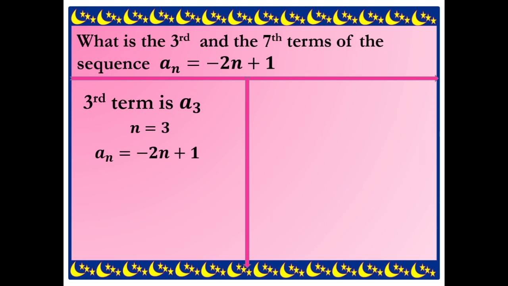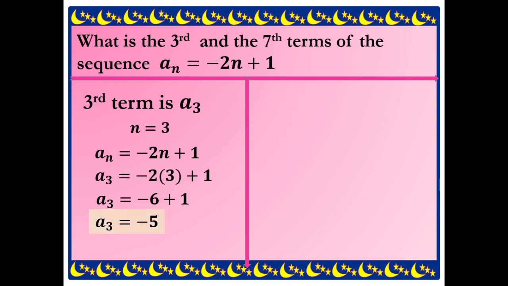Substitute 3 to n, we have a sub 3 is equal to negative 2 times 3 plus 1. So solve, we have negative 6 plus 1. The final answer is negative 5 for the third term.